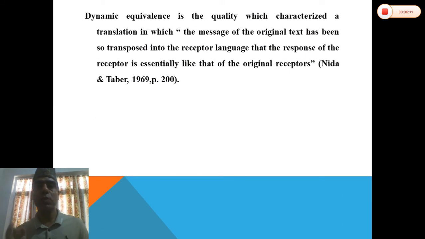Dynamic equivalence is the quality which characterizes the translation in which the message of the original text has been so transposed into the receptor language that the response of the receptor is essentially like that of the original receptor.